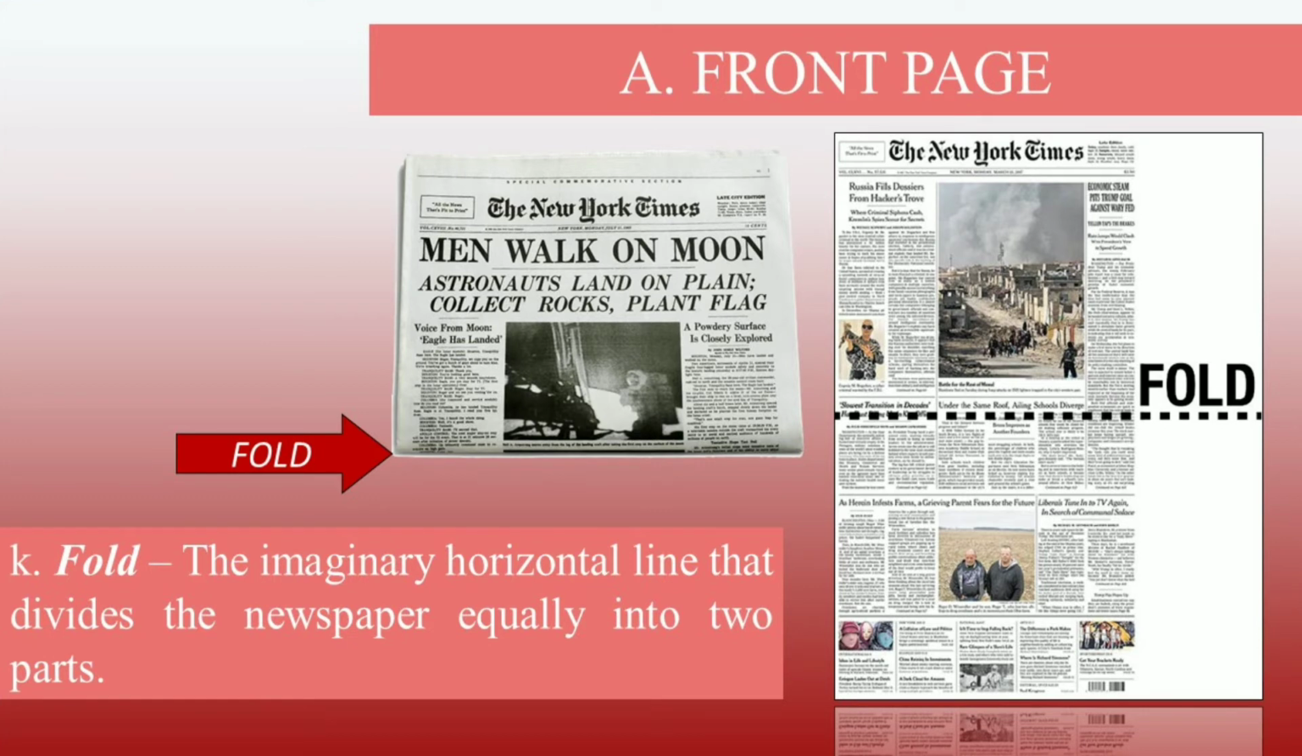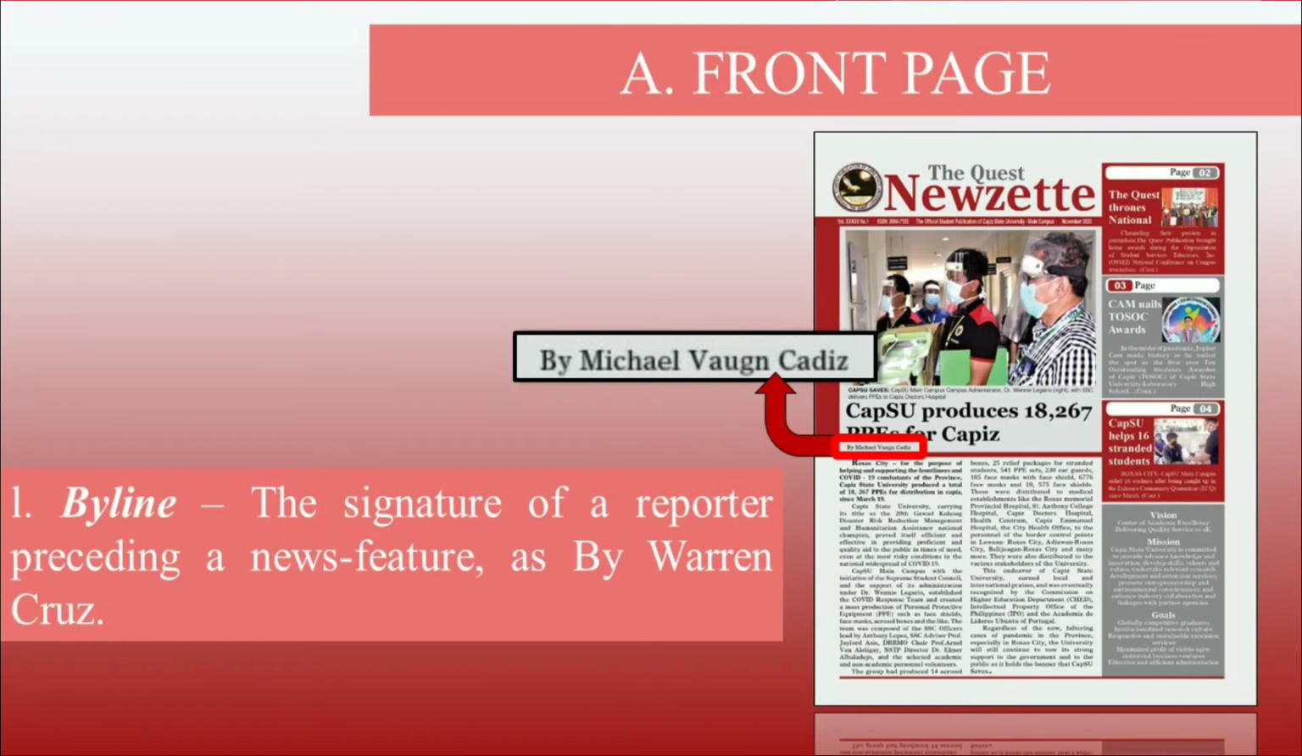K. Fold. This is an example of a fold, wherein if you fold the newspaper, you can see the banner, the nameplate, as well as the image. Even if it's folded, you can see the important parts of the newspaper. L. Byline. It is the signature of the reporter preceding a news feature. The byline pertains to the name of the writer who wrote the article. In the example, the writer of the article is Michael von Cadiz.